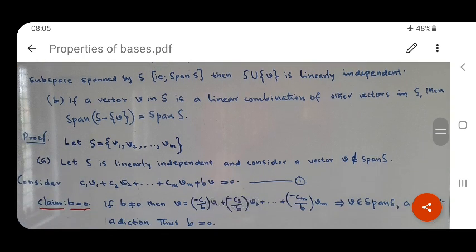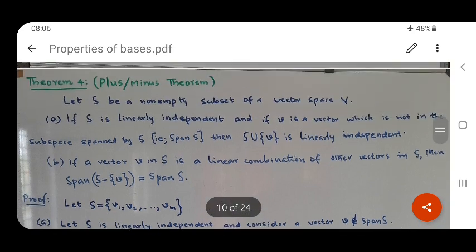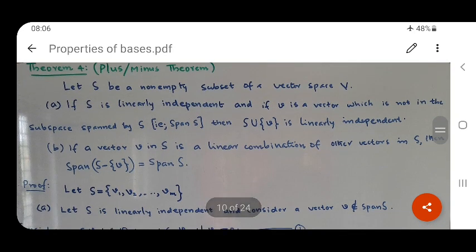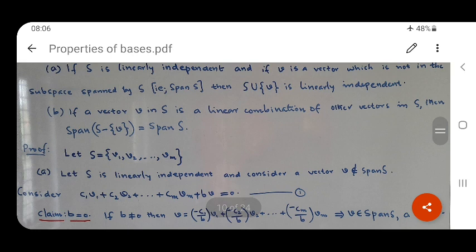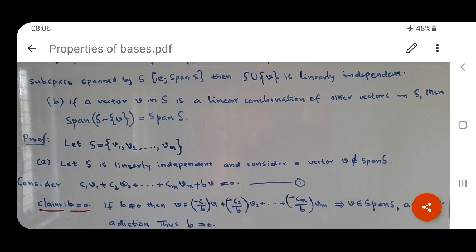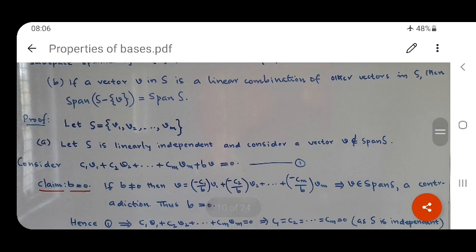So proof goes like this. Let S be equal to the set V1, V2, etc. Vm. So, part A, we assume S is linearly independent and choose a vector V not in span of S. So we have to prove that it is linearly independent. So consider C1 V1 plus etc. plus Cm Vm plus BV equal to 0. We have to prove that each of the coefficients is zero. So we will claim that B equal to 0.